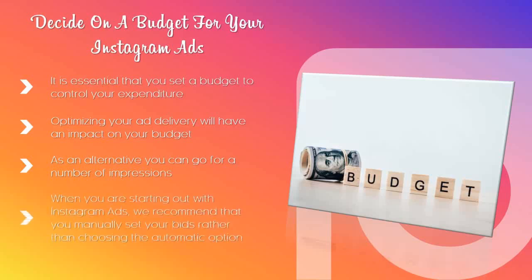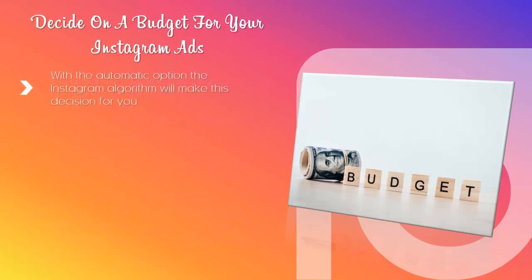When you are starting out with Instagram ads, we recommend that you manually set your bids rather than choosing the automatic option. By choosing the manual option, you are able to decide on the maximum price that you are prepared to pay for link clicks. With the automatic option, the Instagram algorithm will make this decision for you. But one of the advantages of setting this manually is you will have the option to make higher bids than your competitors to try and outdo them.